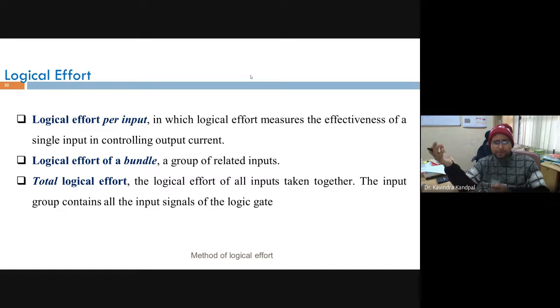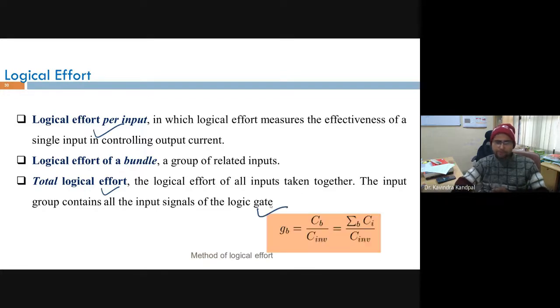Coming to a bit more depth of the logical effort. So far we have defined and used logical effort per input, but people also define the logical effort of a bundle, and the total logical effort, the logical effort when all the inputs are taken together. The input group contains all the input signals of the logic gate. I will be telling you.